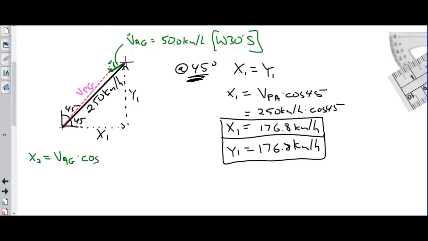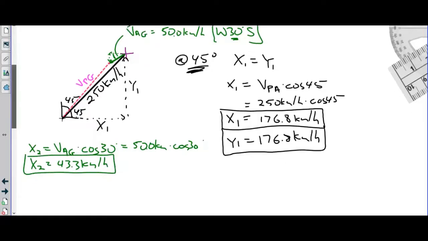And that's going to multiply by its angle. So I'm going to measure from the x-axis. So therefore, I'm going to use the 30 degrees that is provided for me. So plugging that in, I know that I have 50 kilometers per hour multiplied by cos 30 degrees. And so my x velocity of the wind should be approximately 43.3 kilometers per hour. And again, that has some rounding going on.